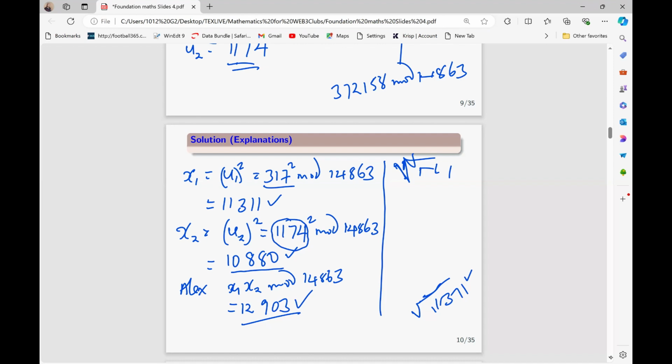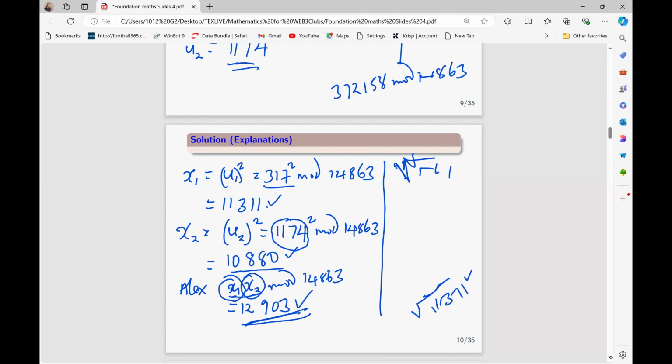Because he was able to give Alex x squared broken down, x1 and x2, and then he has been able to get the square root of x1 and the square root of x2 and send them to Alex. So Alex should be convinced.